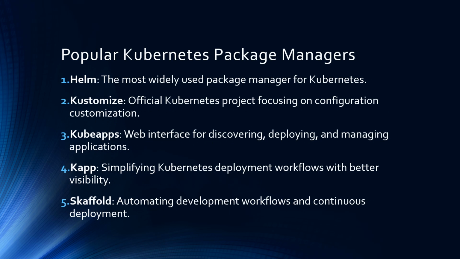Let's explore the landscape of popular Kubernetes package managers, each with its unique strengths and use cases. Helm stands out as the most widely adopted package manager in the Kubernetes ecosystem. Its success comes from its robust templating system, extensive chart repository, and strong community support. Helm can be successfully used in organizations of all sizes, from startups to large enterprises. It's particularly effective for managing complex applications with multiple dependencies.